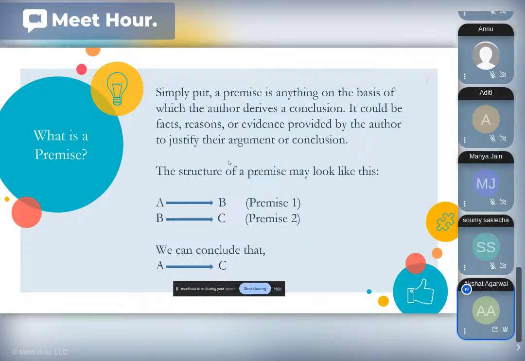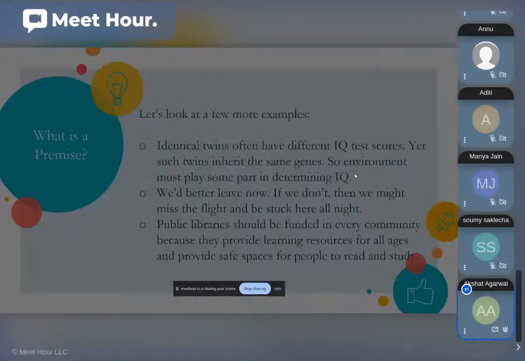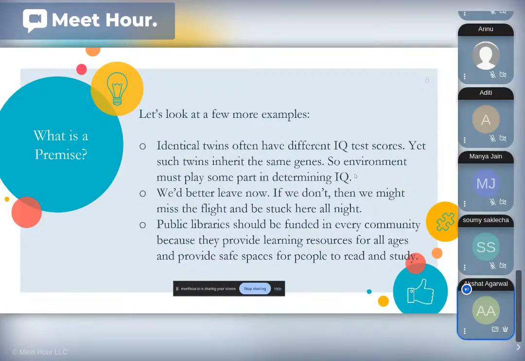Okay, so this is a basic structure which I've given you. The author can say that A leads to B and B leads to C. Therefore, the author concludes that A also leads to C. It's a very simple analogy, but I think it will make more sense if we do a couple of examples. We have three examples here. Can you identify what are the premises of the author and what are the conclusions of the author?